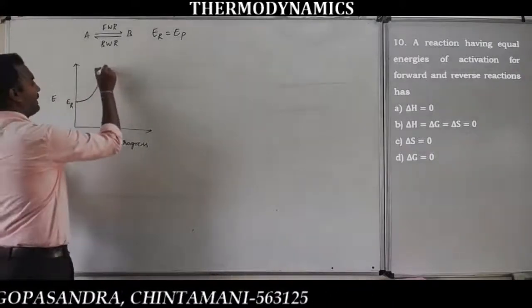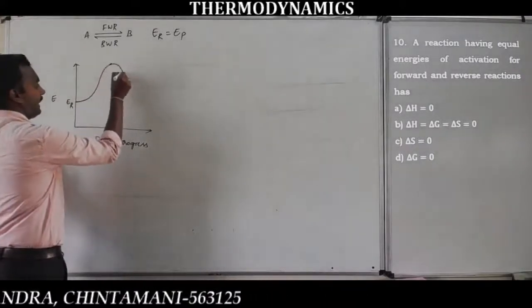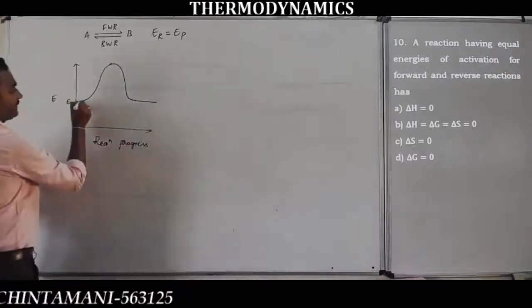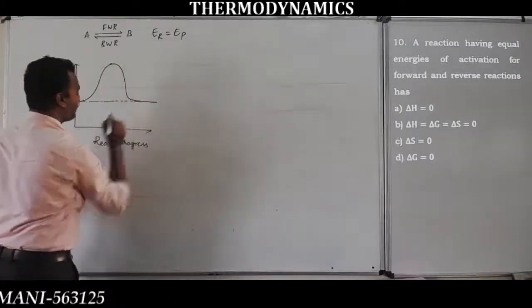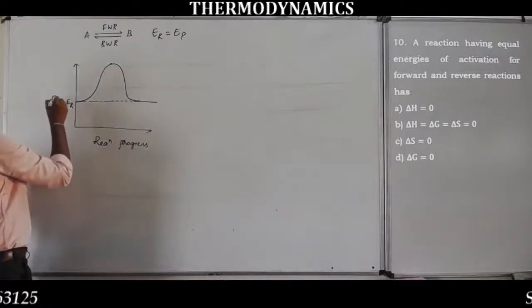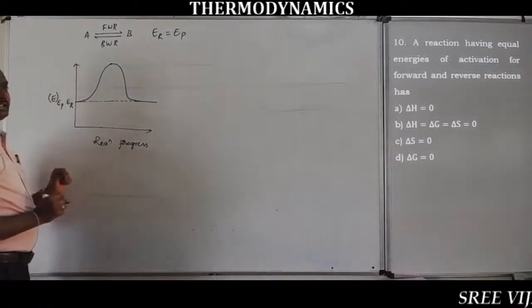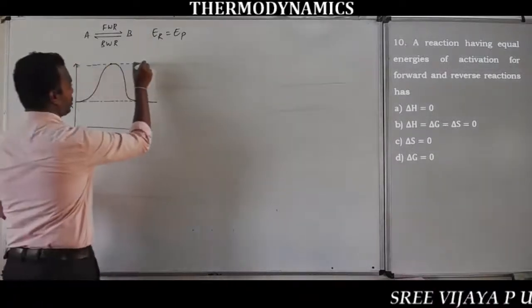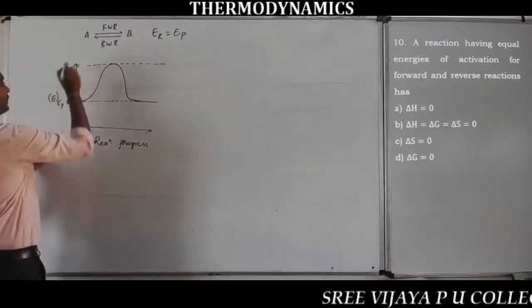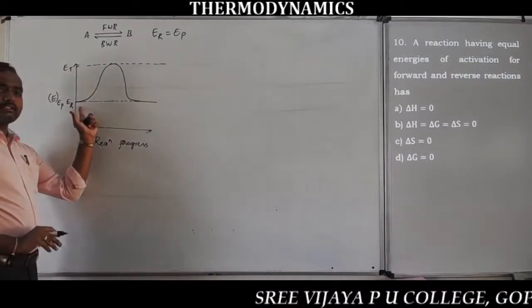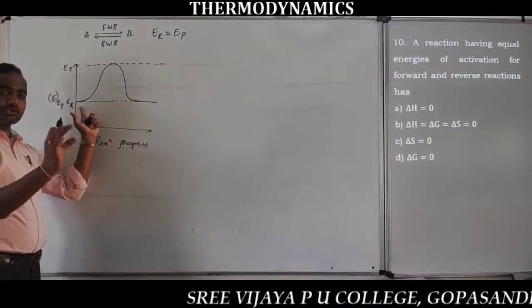So if it starts, you get threshold energy, again this converts into product. So let me say energy of reactant and energy of product are the same. Energy of reactant, energy of product, and this is called threshold energy. The energy of reactant is not sufficient to undergo reaction.